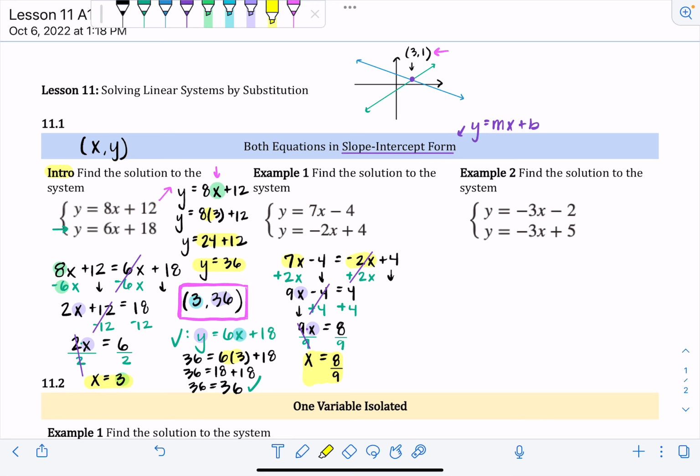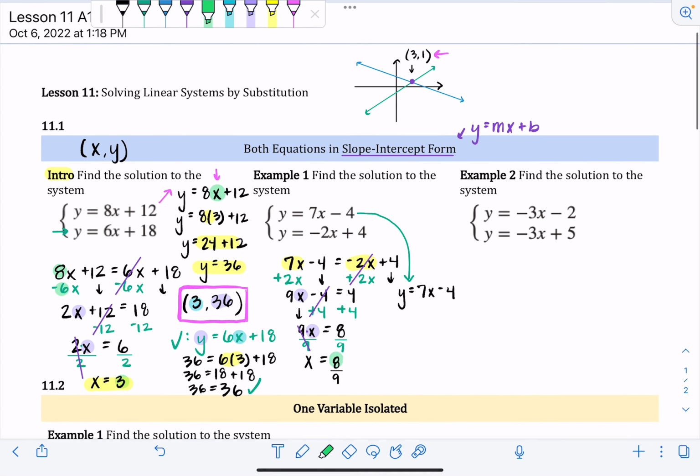And I still have to find y. So I'm going to take that 8/9 and I'm going to put it into one of the original equations. It doesn't matter which one, you just have to pick one. So I'm going to use the first one. Like I said, you could use either one. So I'm going to write it right here. So y equals 7x minus 4. And then I have to take that 8/9 that I just got for x and put that in there.